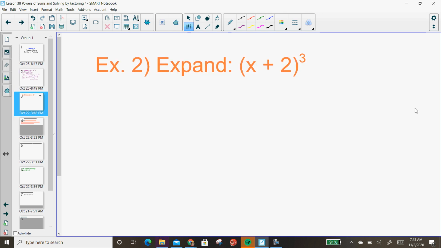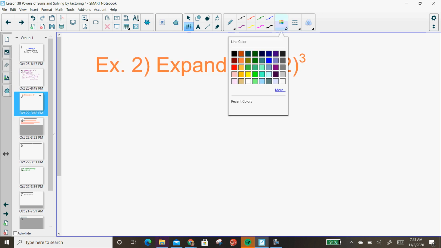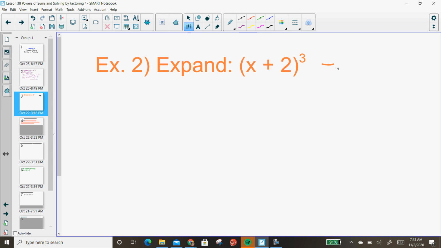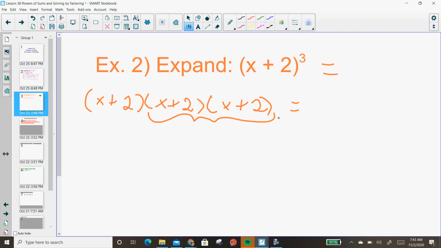Sometimes we'll have even higher powers that we're going to go to. So in this case, we have the parentheses 3 times. So we are going to write parentheses, parentheses, parentheses. Put the x plus 2 inside of each one of those. And then when you multiply any 3 numbers, you pick 2 of them and multiply them, and then you multiply that answer times the third one. So I want to pick any 2 of these parentheses and FOIL them, and then I'll take that answer times the other parentheses. I'm going to choose the last 2 to multiply first.